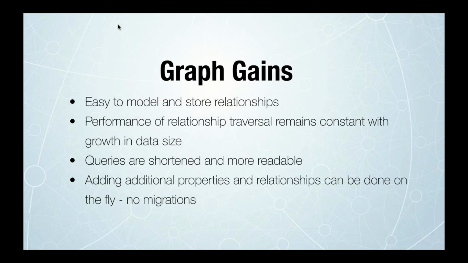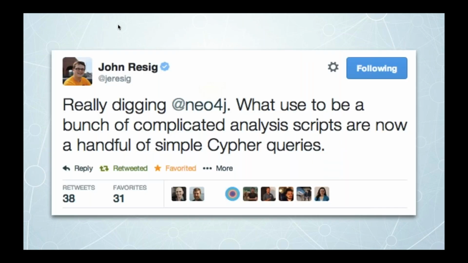On the graph side, it's pretty easy to model and store those relationships. The performance of traversing relationships is constant with the growth in overall data size, and that's due to that index-free adjacency. The queries with Cypher, which is now available as an open language called OpenCypher, and other database providers that are working with graphs are starting to adopt it. Queries with Cypher are shortened and more readable. And then we talked about how you can add and remove things on the fly.